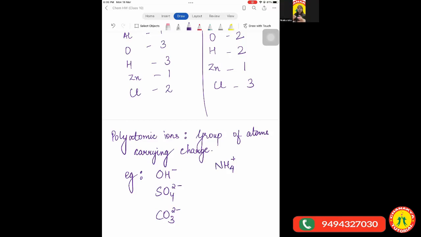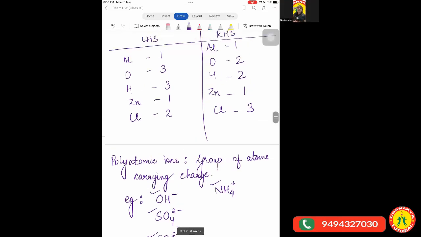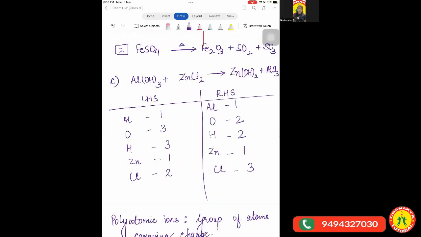Whenever you see polyatomic ions on both the reactants and the product side, you have to remember very clearly that they should be present on both the sides. For example, if you look at this particular equation, can you see on both the sides we have OH? So instead of writing O and H separately, we write OH as one unit. What will be the number of OH on the LHS? 3. And OH on the RHS would be 2.